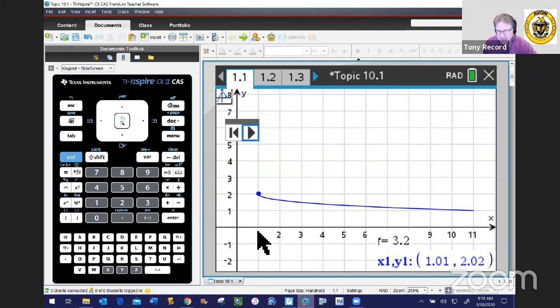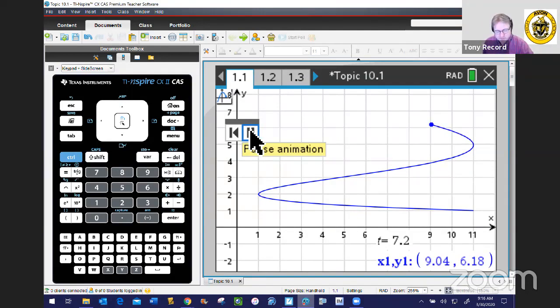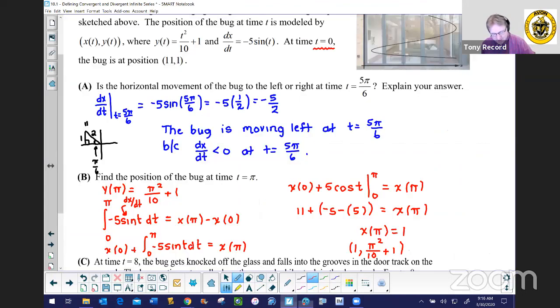But as you can see, the position of that bug is indeed going to have an X value that looks like 1, and that Y value, remember, is going to be something pretty close to 2. That's that pi squared over 10 plus 1. And if we kept moving this along, this thing is going to look exactly like the graph that Brian presented to you on Friday outside that window. All right. Hate to spoil the end of the movie, but let's go on to the next problem here.